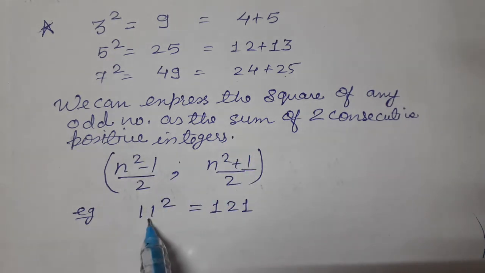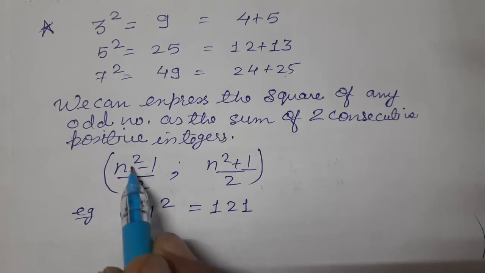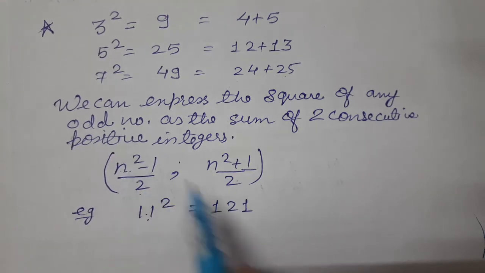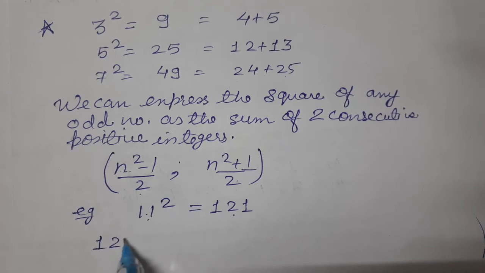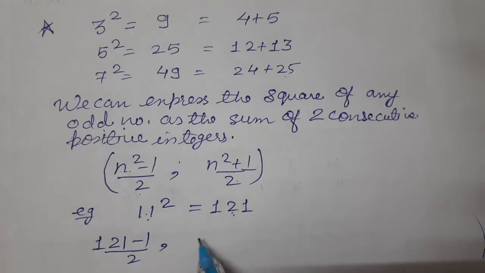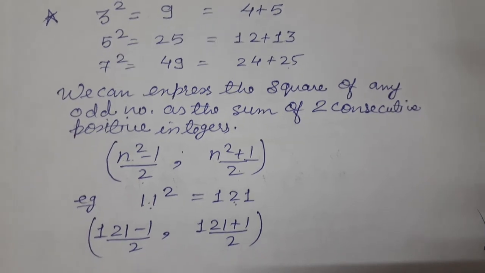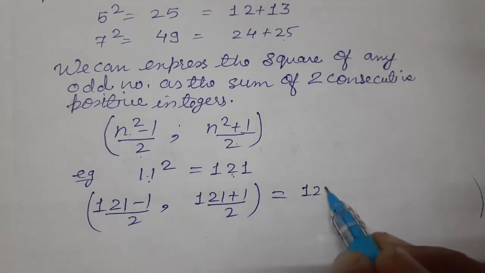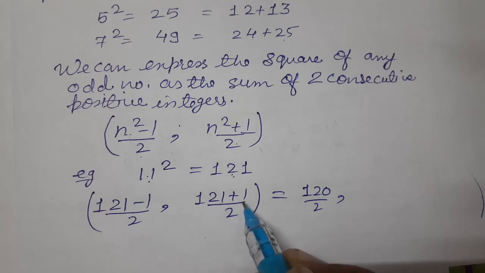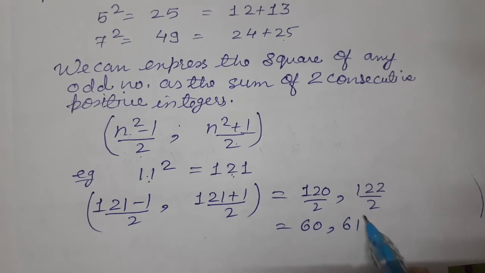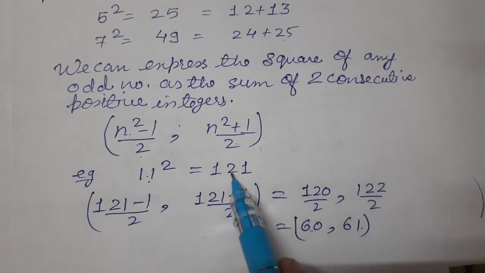So n stands for 11 here. So just put the value. 11, n square minus 1 by 2 aur n square plus 1 by 2 means aapko yahi direct rakhna hai. To n square kitna hai? 121. So 121 minus 1 by 2, and 121 plus 1 by 2. So this is the sum of two consecutive numbers. Let's solve it further. We'll get 121 minus 1, 120, 120 by 2 and 121 plus 1 hota hai 122, 122 by 2. So that means 60 and 61. So this sum, agar hum dono ka sum karenge, we'll get 121.